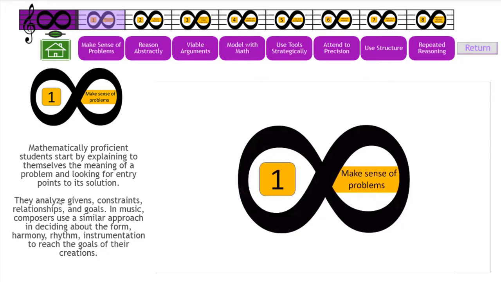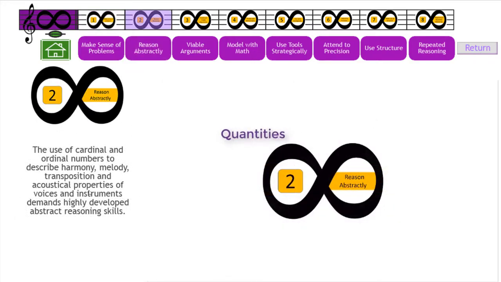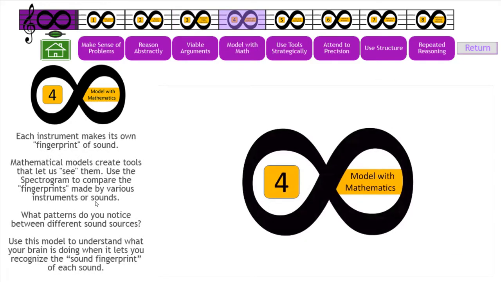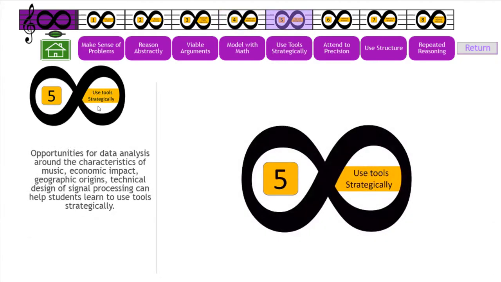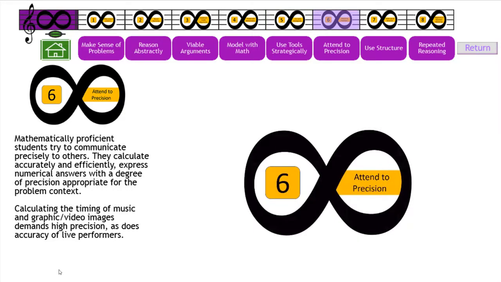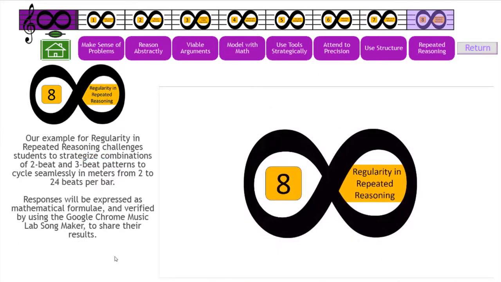But the explanation of these standards of practice: making sense of problems, the ability to reason abstractly, the ability to construct viable arguments, the ability to model with mathematics, the ability to use tools strategically, the ability to attend to precision, the ability to make use of structure, and the ability to use regularity in repeated reasoning. These higher order thinking skills are multidisciplinary. So no matter what you're teaching, your students' ability to make sense of problems or reason abstractly, any of these eight are absolutely essential in terms of making connections to real life.